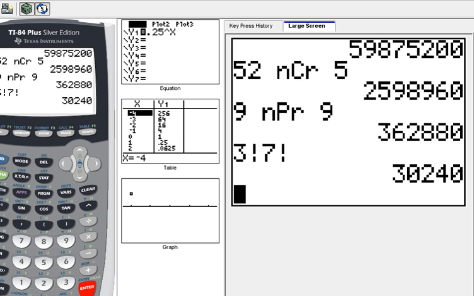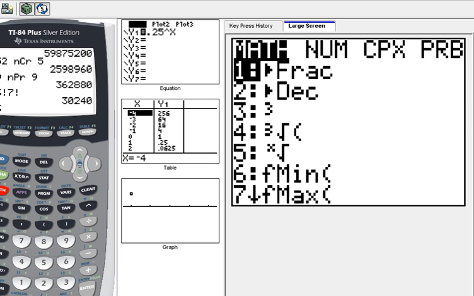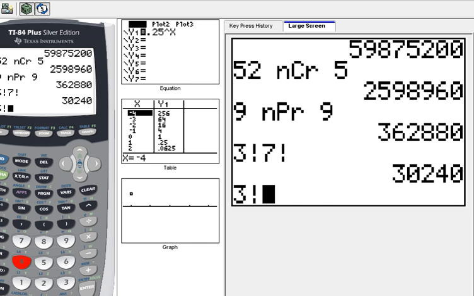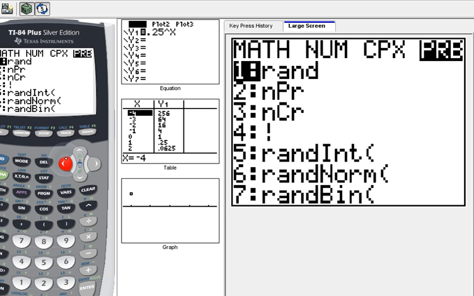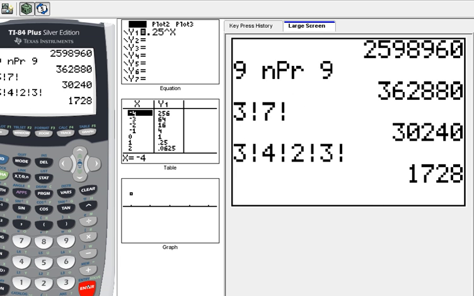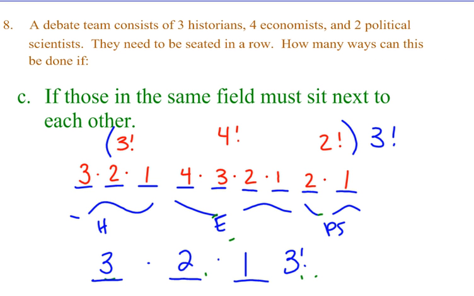So if I go to my calculator, I'm going to have to do 3 factorial times 4 factorial times 2 factorial times now 3 factorial. Then when I hit enter, I get 1,728. So I have 1,728 ways I could seat so that they are sitting in the same field.